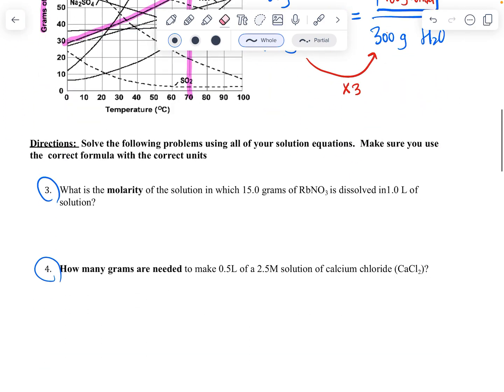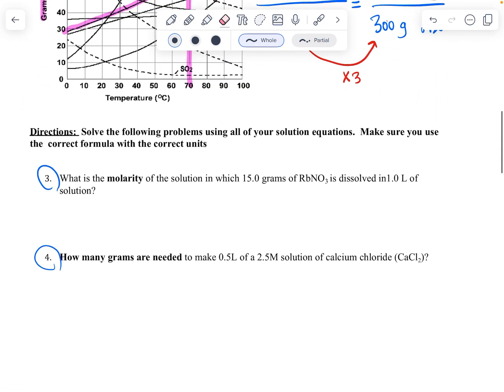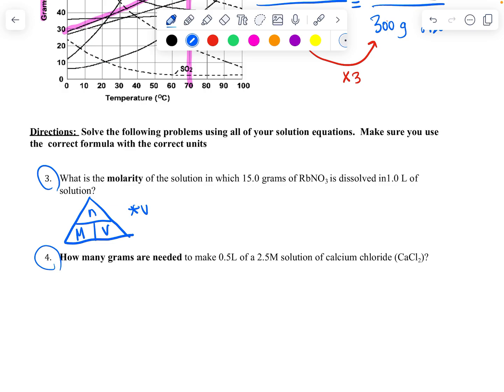Now let's go on and do some of these concentration questions. Okay, first you need to know the pyramid, the concentration pyramid, right? So here we have the number of moles, N, on the top, and big M, molarity, for concentration, and V for volume. Please be noted, the V here is always going to have to be in liters, okay, as for your units, all right?